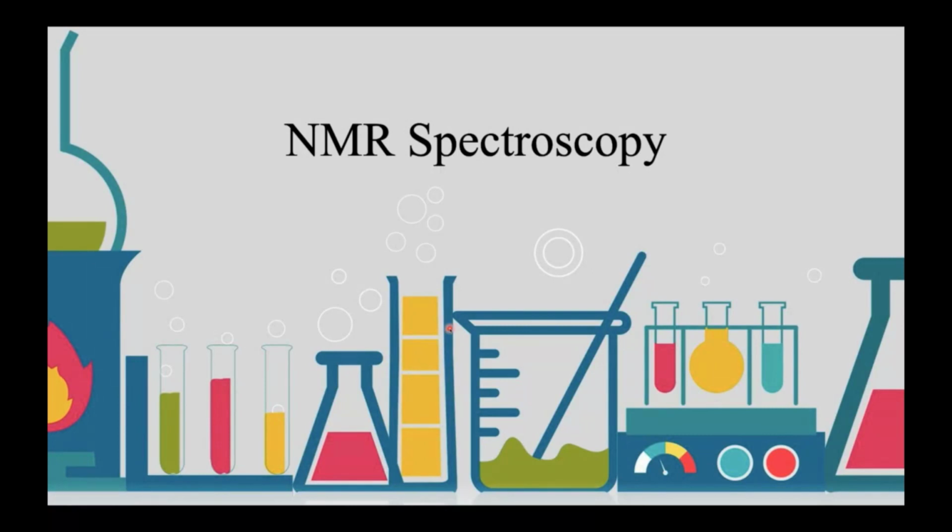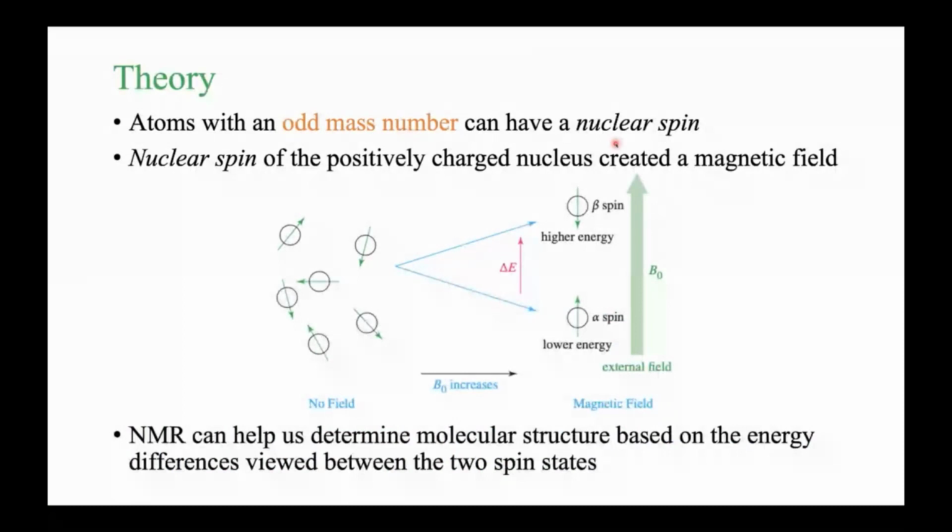I'm going to talk about NMR spectroscopy. First, we're going to start with the theory. Atoms need an odd mass number so they can have a nuclear spin. That's why we have proton NMR and carbon-13 NMR. There are other NMRs like fluorine, I think bromine, but those are rare. For the most part, we use proton NMR, and then we throw in some carbon NMR occasionally. But most of the valuable information is from proton NMR, and that's why you do all the problems based off of it.